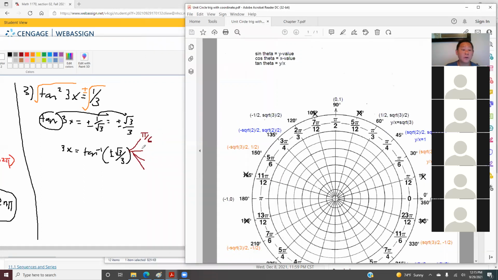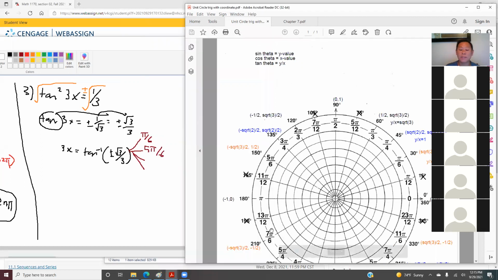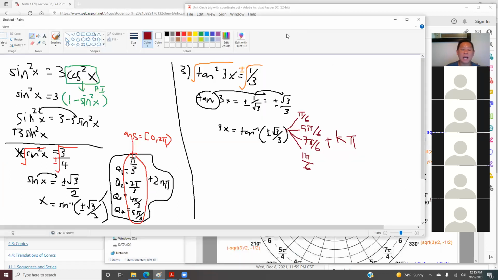Yep. Again, because it's over 6, anything over 6 will be your quadrant. The next one will be 7 pi over 6, and the last one is 11 pi over 6. And we're going to add k pi. I do not know what your homework uses; I think it's using n pi. Again, I'm not picky with n or k pi.